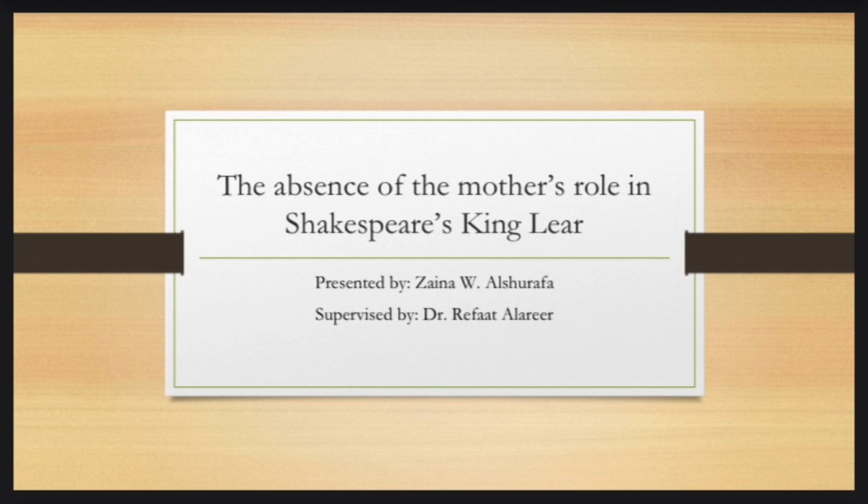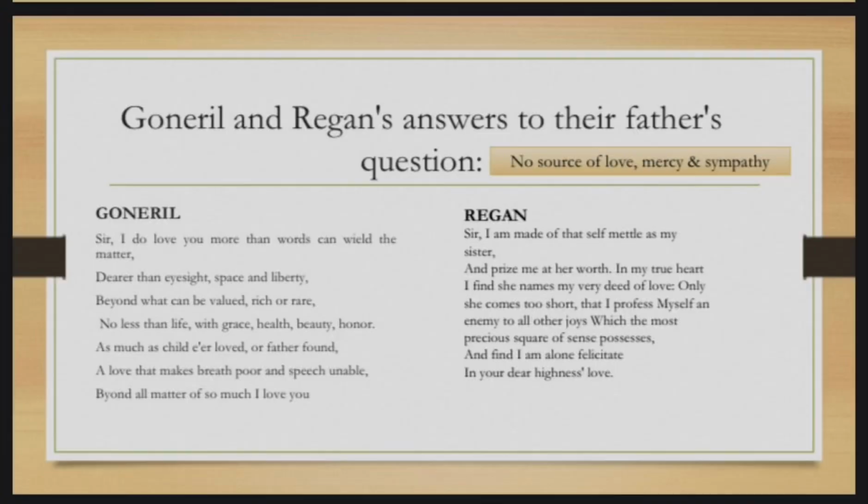So, here I will shift the light onto the absence of the mother's role and how it influences the characters and the events throughout the play. Okay, let's get started. Just to set the scene, basically, we have two families in the play. Lear's family, which consists of Lear, the father, and his three daughters, Goneril, Regan, and Cordelia. And also, we have Gloucester's family, which consists of Gloucester, the father, and his two sons, Edgar, his legitimate son, and Edmund, his illegitimate son.